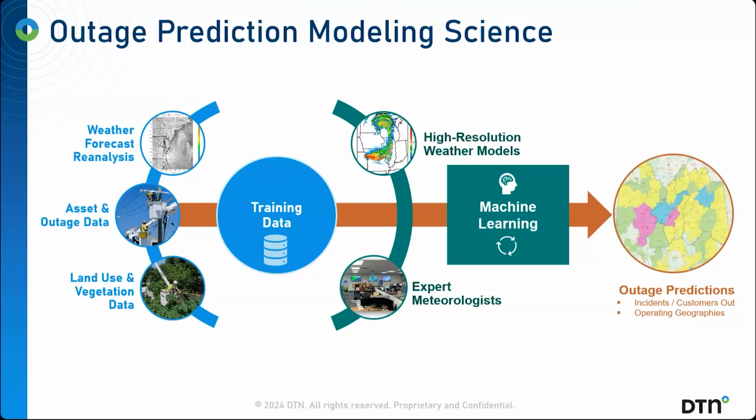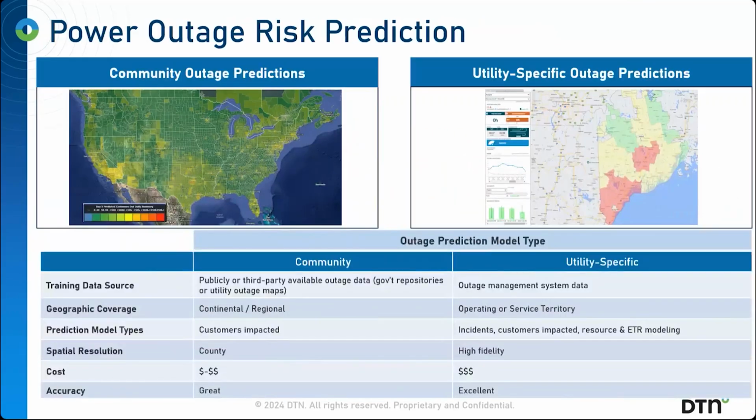Ultimately, then, the machine learning outputs outage predictions that are tailored to specific operating geographies that a utility is making decisions against as far as resourcing, pre-positioning, and response. The different types of outcomes from outage prediction models are incidents or damage, customers impacted or customers out. You can then take downstream and build estimated times of restoration and resourcing driven models to a great level of granularity. Next slide.